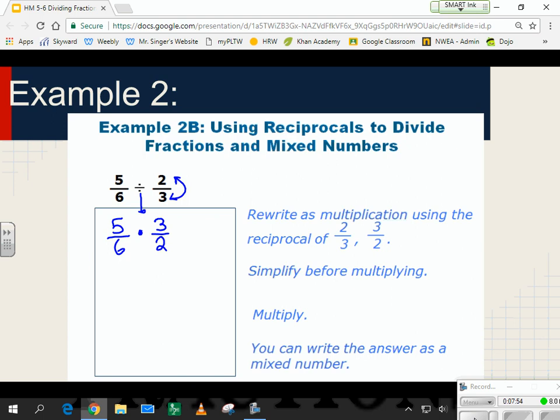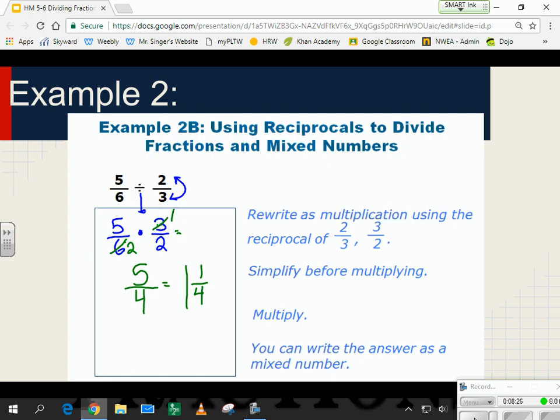So one thing you might notice before we multiply is that we do have a way we can cross-simplify 3 and 6. You could divide both of those by 3. So 3 divided by 3 is 1, 6 divided by 3 is 2. Now when we do this, we're still going to end up with 5 times 1 being 5, and 2 times 2 being 4. We still have an improper fraction. So remember, you have to see how many times 4 goes into 5, which is once, and we have a remainder of 1 over 4.